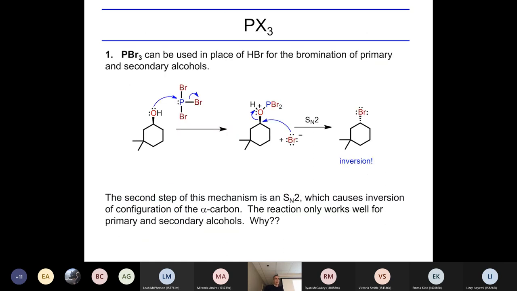Okay, this first reaction is the reaction of alcohols with PBr3 or PCl3. This is a reaction that will convert an OH to a bromine. We already know a reaction that does this. If you take an alcohol and react it with HBr, it will do a substitution reaction, SN1 or SN2, depending on the alcohol starting structure.